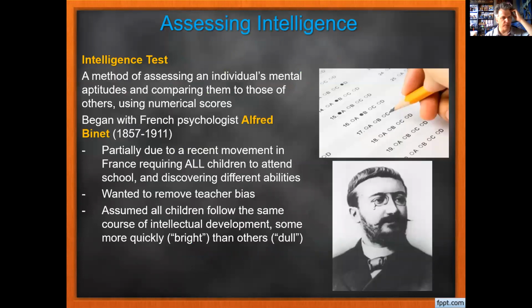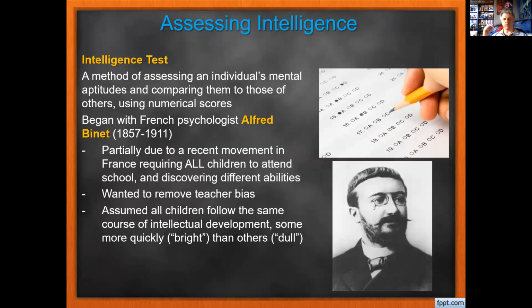So we talked about intelligence. What is intelligence? There are different types of intelligence and everything else. This lesson is going to talk about how you measure intelligence. So we're going to take a look at intelligence tests, which is just a method of assessing your aptitude, your ability to do things, but also what you've learned as well, and then compare yourself to others and see where you fall amongst the population.